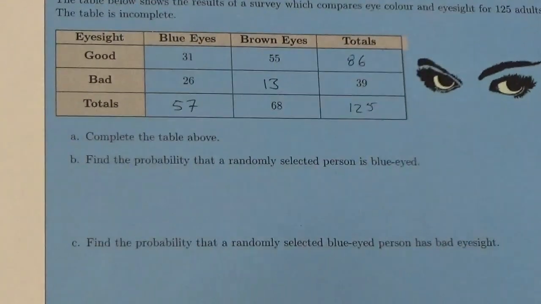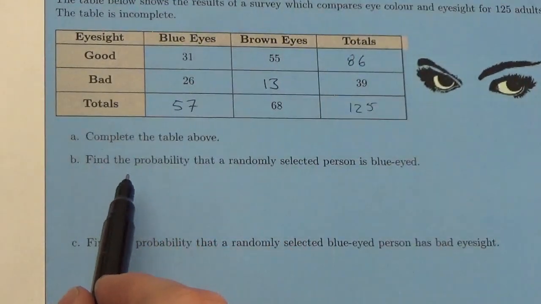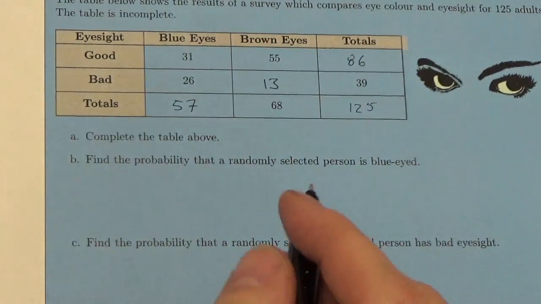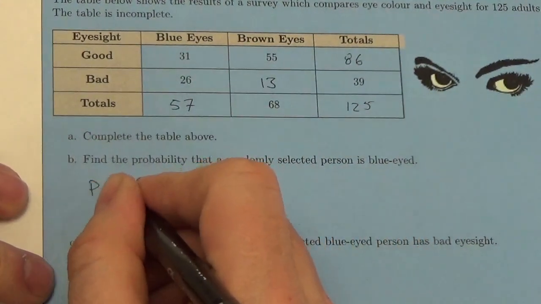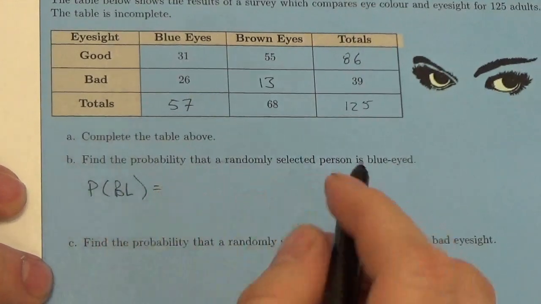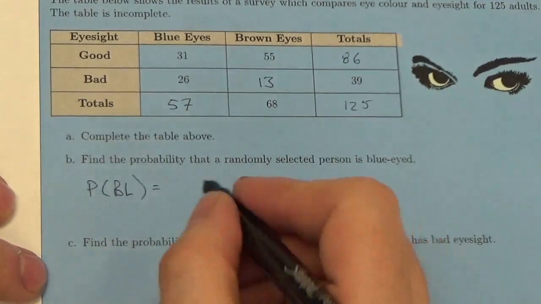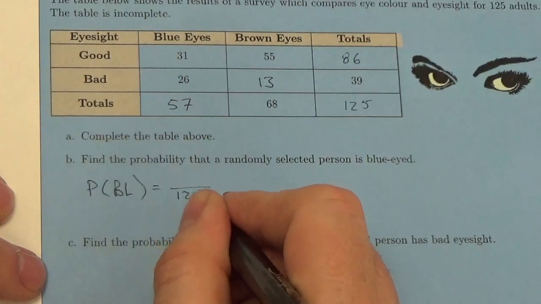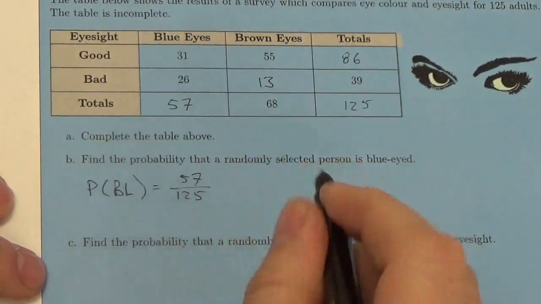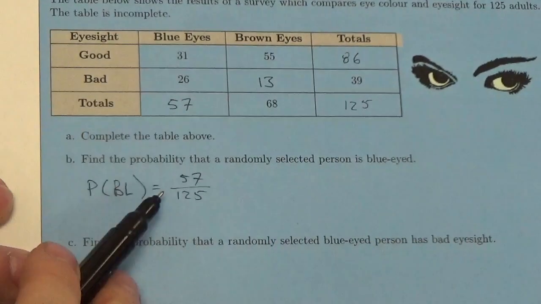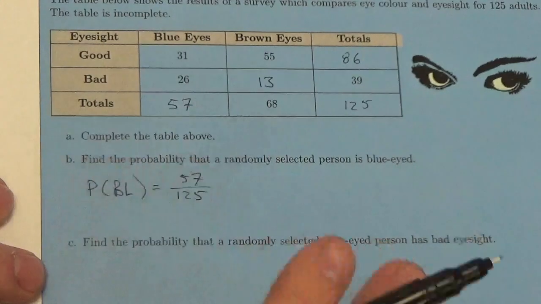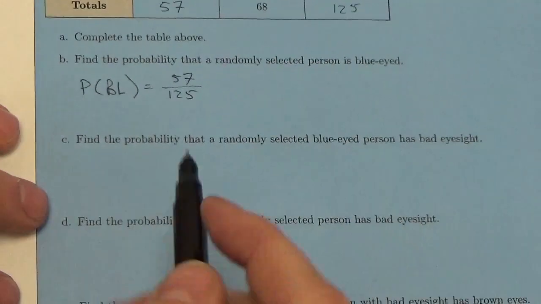So now, let's take a quick look here. Find the probability that a randomly selected person is blue-eyed. What we want here is the probability that someone has blue eyes. Well, I've got 125 people total. And how many of them have blue eyes? Well, 57. So there it is. 57 people out of 125 have blue eyes. Done. Let's look at the next one.